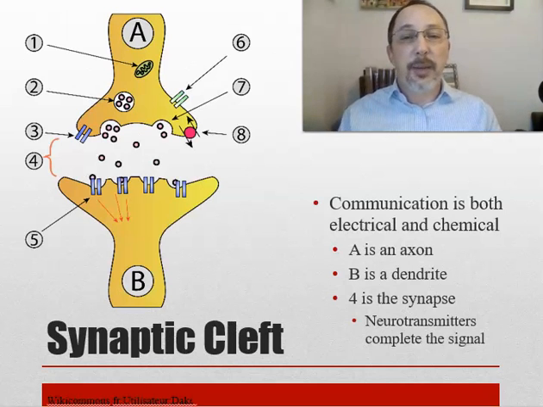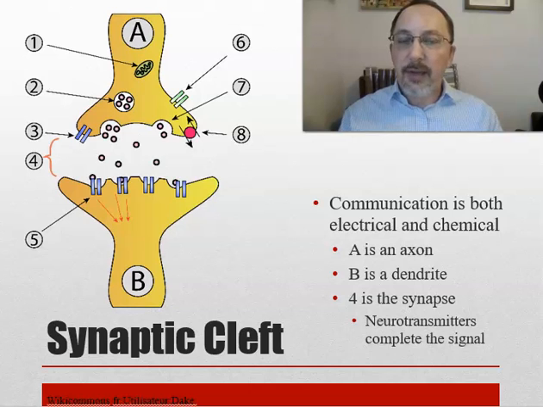Here's now the synapse. A is the axon and B is the dendrite. The little thing labeled 4 is the synapse, the space between it. And those tiny little circles in the synapse represent neurotransmitters. So when the signal reaches the very end of the axon, after the neuron fires, it causes these neurotransmitters to be released. These neurotransmitters then diffuse across the synapse, which is very tiny, and they then do something with the dendrite. And often this can be opening a channel to cause that neuron to then fire.